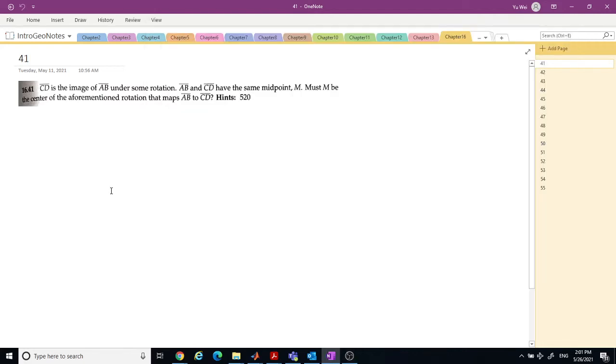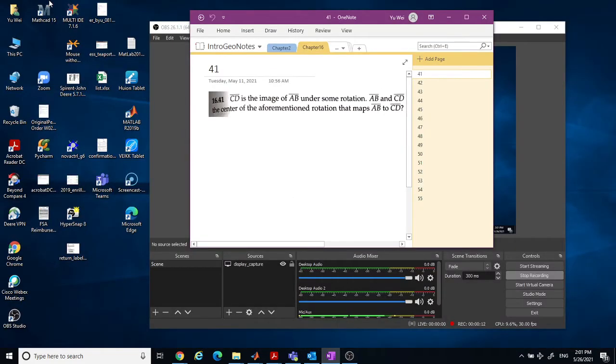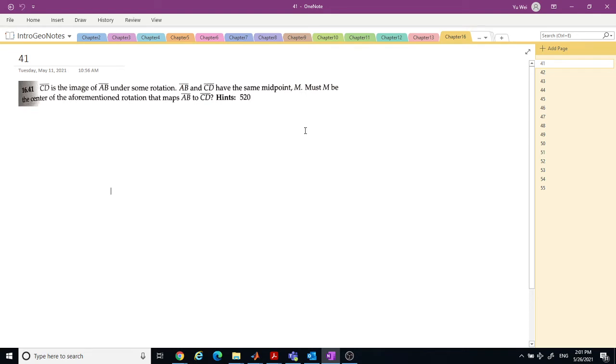Okay, so let's start with the challenge problem of chapter 16. This chapter is mostly geometry transforms, so let's start with the first one.